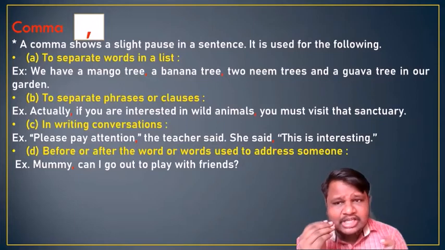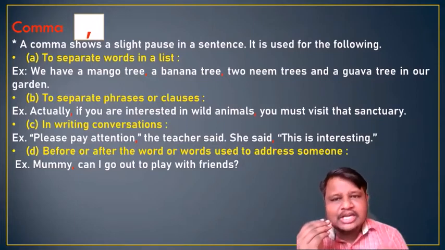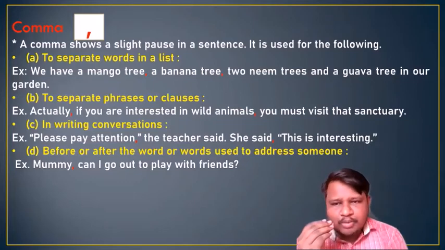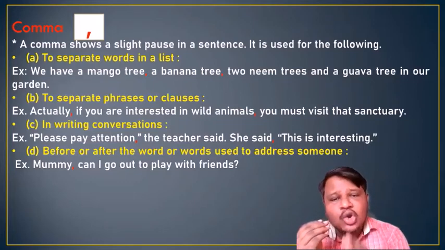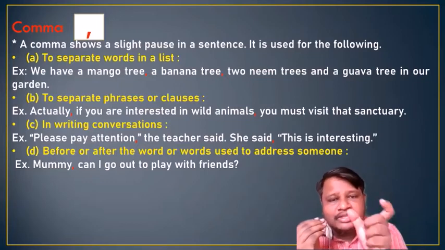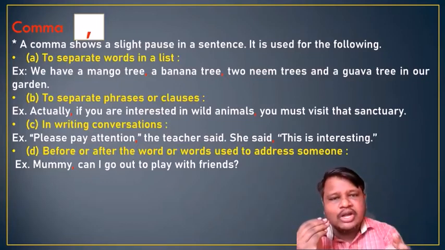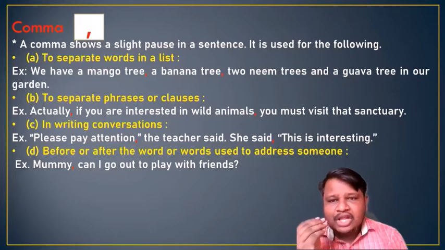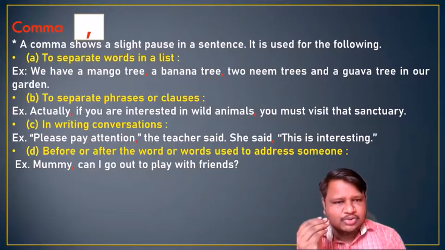But this sentence is not completed totally, okay. This is half a sentence, that's why we have used a comma here. This is a clause. If you are interested in wild animals, this is a short sentence, so we call it a clause. You must visit that sanctuary, and lastly a full stop is used, okay.